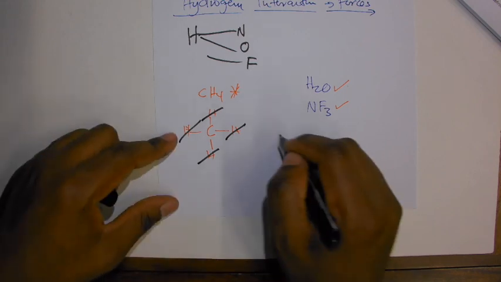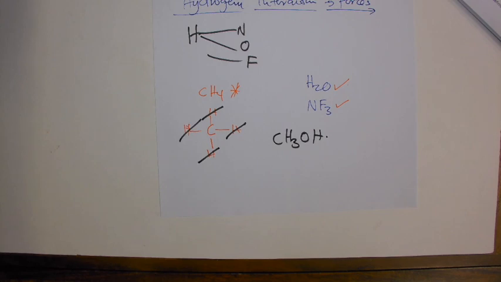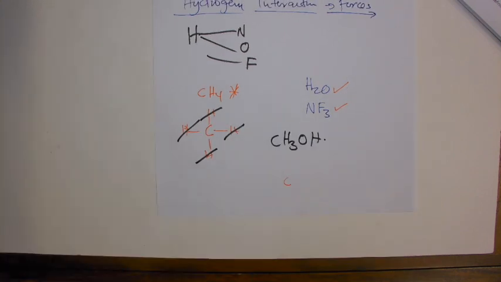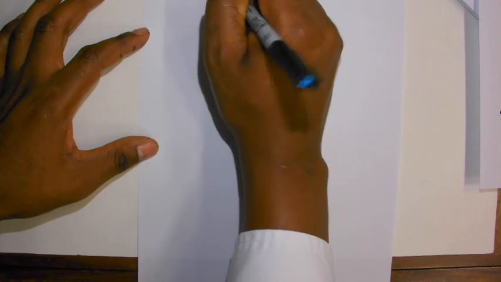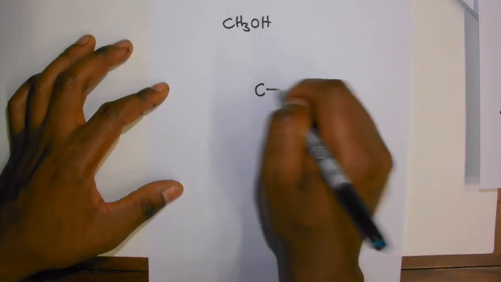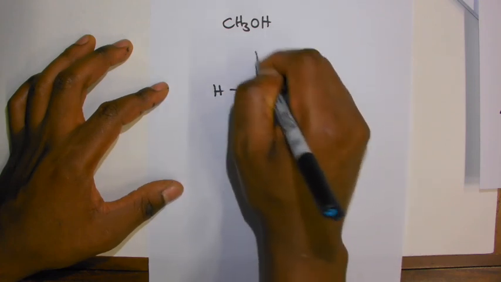But how about a molecule that looks like CH3OH? If you have got CH3OH, what happens in there? You will draw the C. I'm going to use something bigger than that. This is my CH3OH. The central atom is C there, and then you've got OH this side, and then you've got H, then you've got H, then you've got H.